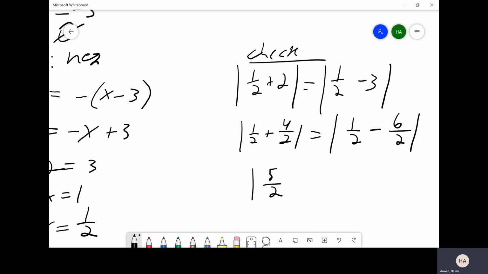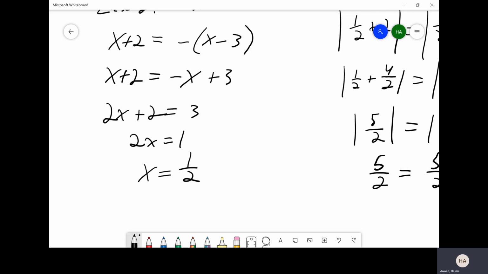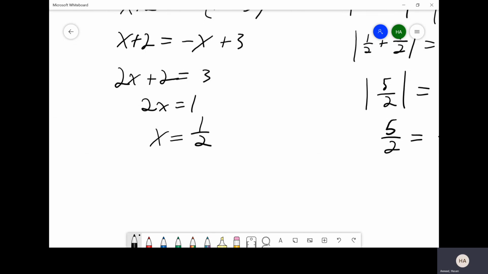Remember, with fractions, as long as the denominators are the same, you just add or subtract the tops. So we get 5/2. And over here, we get the absolute value of negative 5/2. Well, absolute value of 5/2 is still 5/2, right? Nothing changes. And absolute value of a negative turns it positive, so we get 5/2 again. And in fact, this is correct. So we see that x equals 1/2 is a solution, and it is in fact our only solution.